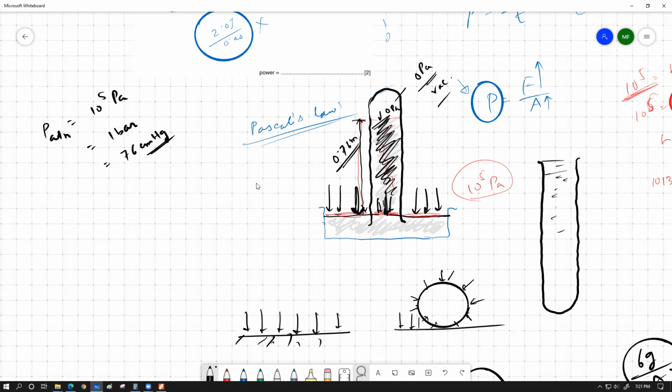So sometimes we can write it in this manner, or we could also change the unit. We can also write it as 760 millimeter mercury. So these are also ways to express atmospheric pressure.